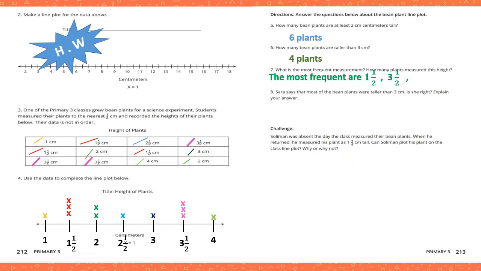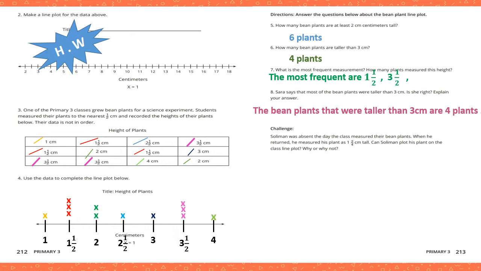Number 8. Sarah says the most of the pea plants were taller than 3 centimeters. Is she right? And explain. Yes, the plants that were taller than 3 centimeters are 4 plants.